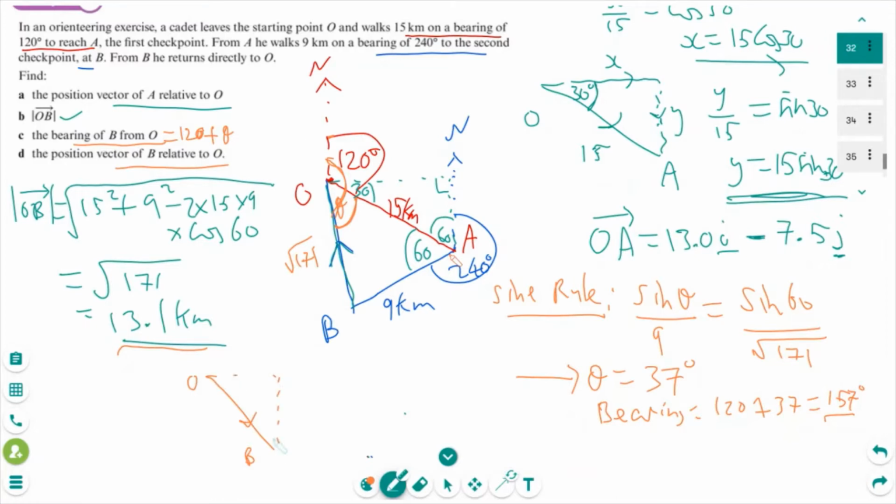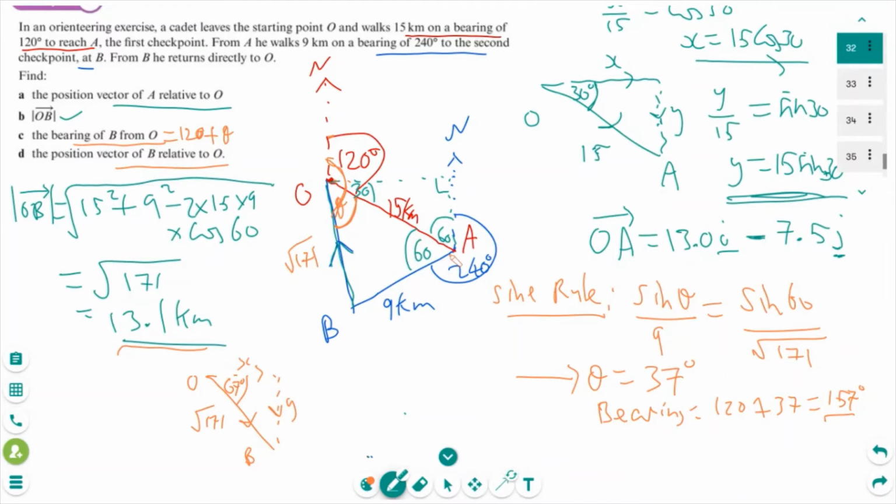If you look at the picture, we know the angle inside the triangle is 37, so this angle has to be 67, because 30 plus 37 is 67. We know that O to B is exactly root 171. So we need to know how far to the right to go and how far downwards to go. We just use some trigonometry.